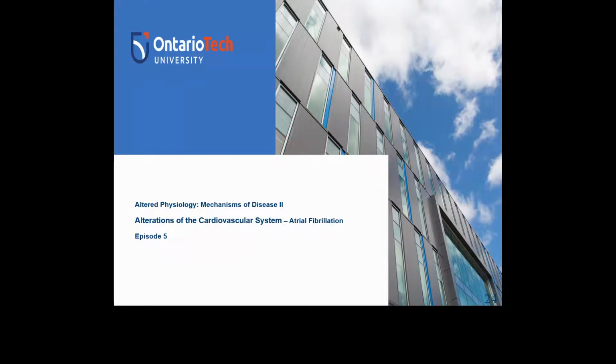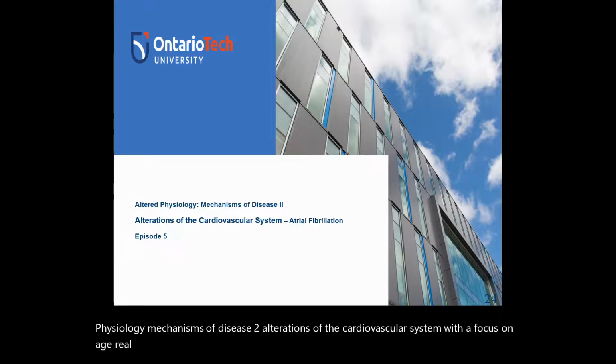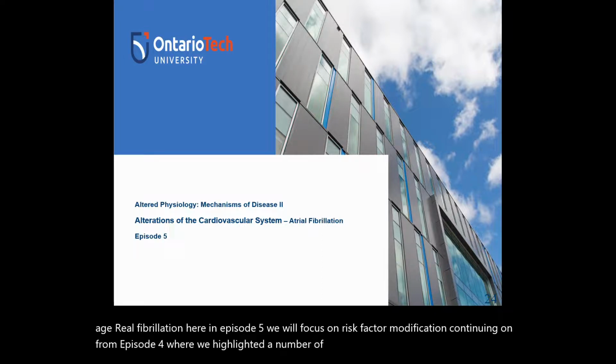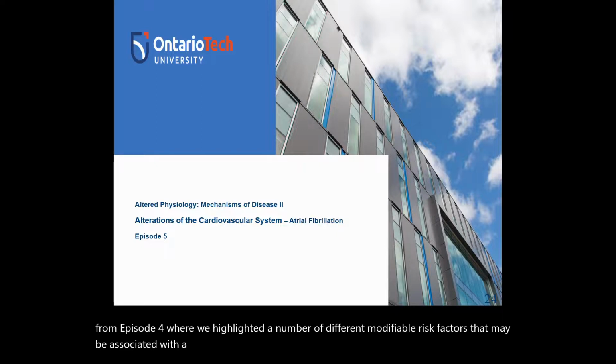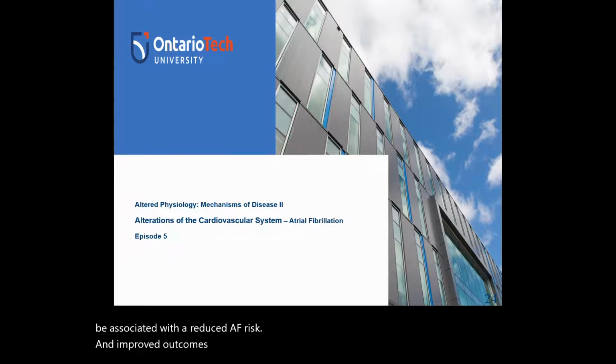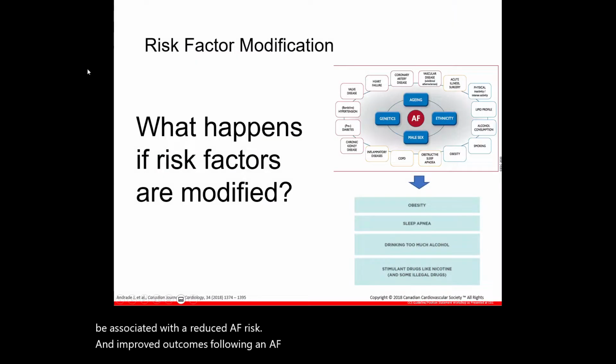Altered physiology, mechanisms of disease 2, alterations of the cardiovascular system with a focus on atrial fibrillation. Here in episode 5, we will focus on risk factor modification, continuing on from episode 4, where we highlighted a number of different modifiable risk factors that may be associated with a reduced AF risk and improved outcomes following an AF diagnosis. So let's start off by looking at risk factor modification.